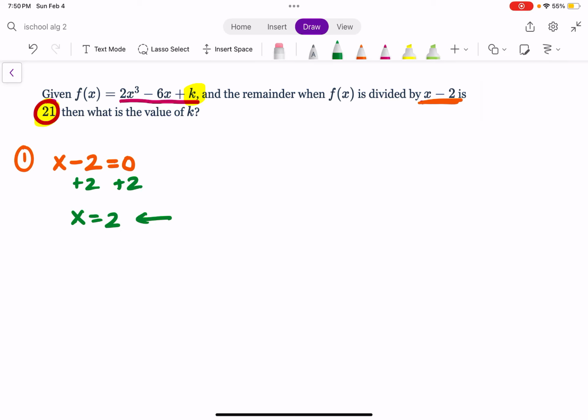So think about the remainder theorem, right? Our first step is we're going to take the binomial, which is x minus 2, and set it equal to 0. We're then going to add 2 on both sides, and we're going to get x equals 2. Now at this point, you usually plug into f of x, right? And we know that whatever answer we get is the remainder. So let me do this. So we're going to plug in 2 in for x.